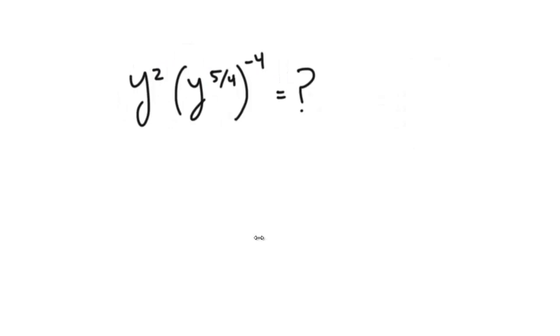Okay, I think we're ready for a challenging problem. Let's say we have y squared times y to the 5/4 power, and that's being raised to the -4th power. So what you want to do here, this is equal to y squared. You can't do anything with that yet. Now we have y to the 5/4 raised to the -4. So what we want to do is take this 5/4 and multiply it with the -4, because we're raising a power to another power, and that's the rule.